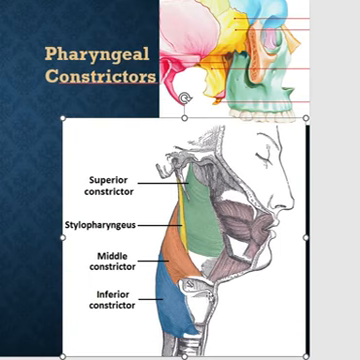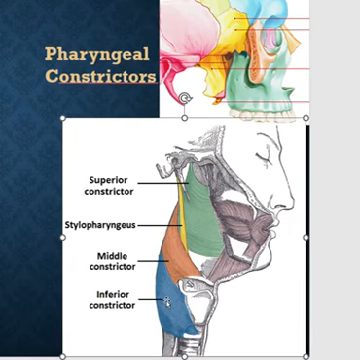When you look at the middle constrictor, this one originates from the stylohyoid ligament and the greater and lesser horn of the hyoid bone, and then it inserts at the median pharyngeal raphe. It also blends with the superior and the inferior pharyngeal constrictors.